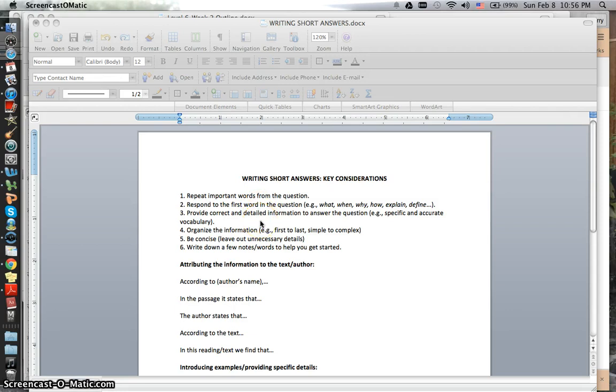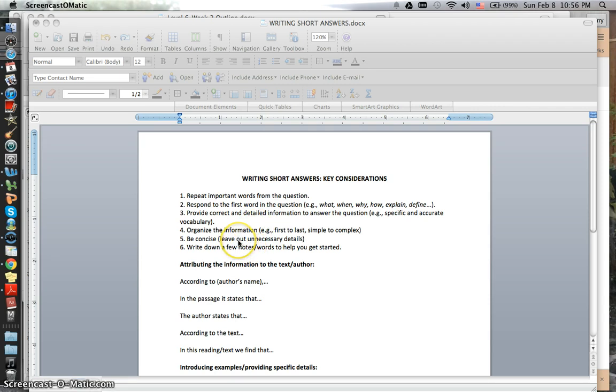Okay, the third item on here is to provide correct and detailed information to answer the question. And specifically, you really want to focus on accurate, specific vocabulary in your question. And this generally is going to be taken directly from the text. Okay, so you want to go back to the text and use the key words or the key phrases from the text in your response.